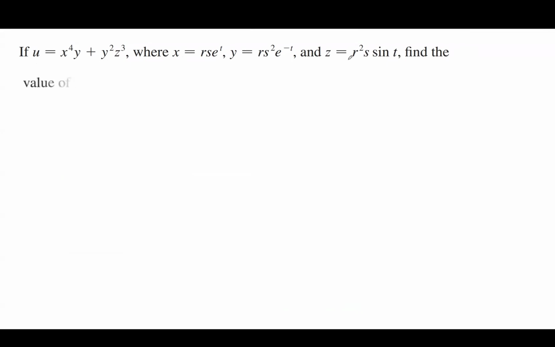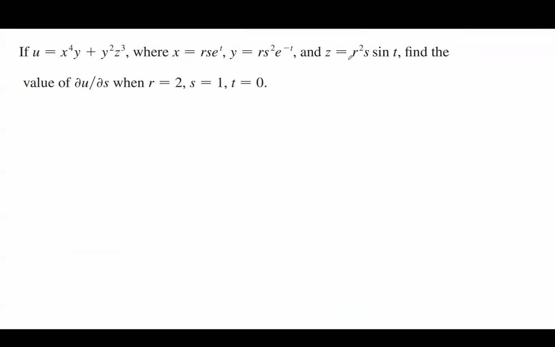Another example for you. Let u be x to the power 4 times y plus y squared z cubed, where x depends on r, s, t, y depends on r, s, t as well, and z depends on r, s, t. So here, u depends on 3 variables, and each one of these variables depends on 3 other parameters. We want to find the value of the partial derivative of u with respect to s when r is 2, s is 1, and t is equal to 0.